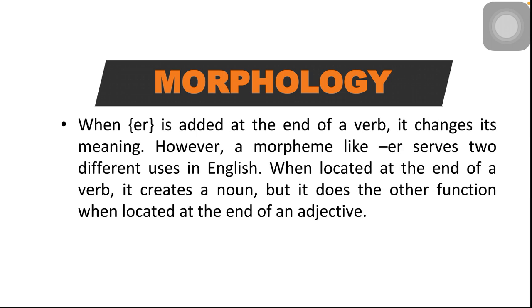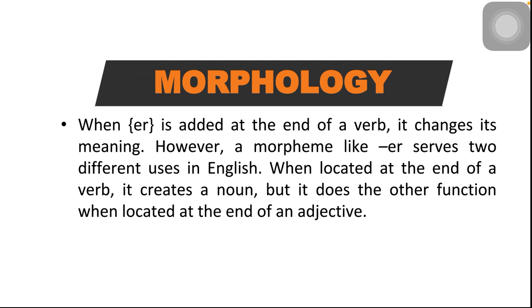Next is morphology. When ER is added at the end of a verb, it changes its meaning. However, a morpheme like ER serves two different uses in English. When located at the end of a verb, it creates a noun. But it also has another function when located at the end of an adjective.